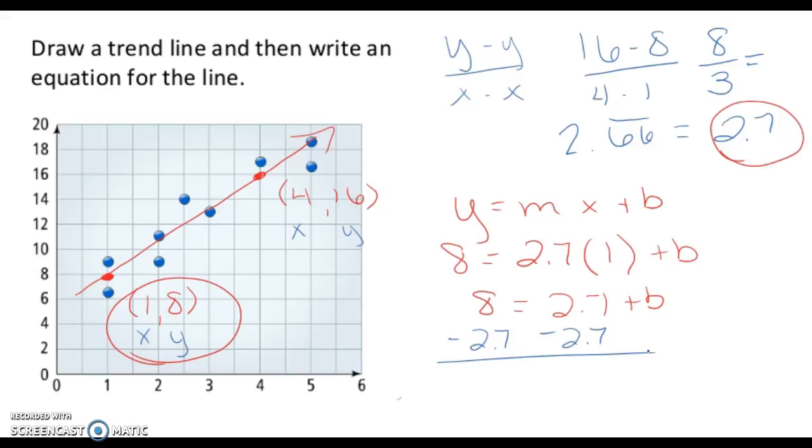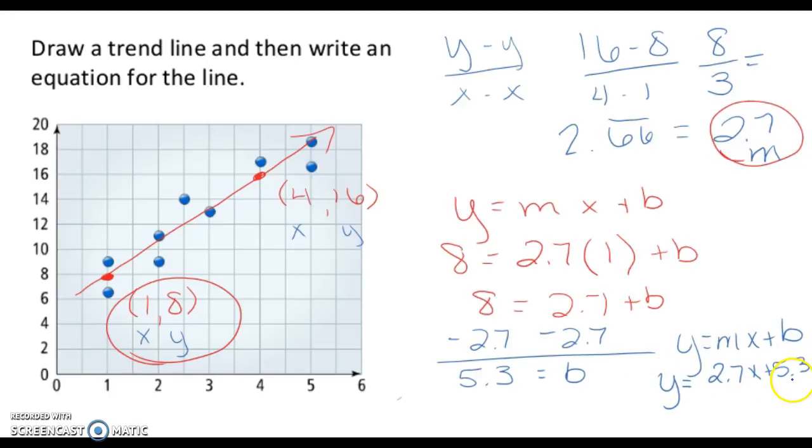I'm going to get 5.3 equals the b. Then I'm going to rewrite my entire equation. So y equals mx plus b. Now I know my m, which is the 2.7, and I know the b, which is the 5.3. So I'm going to have 2.7x plus 5.3 is going to be my y, which means I start on the 5.3, and then I would go up 2.7 and over 1, so almost 3, and that is how I would graph it.